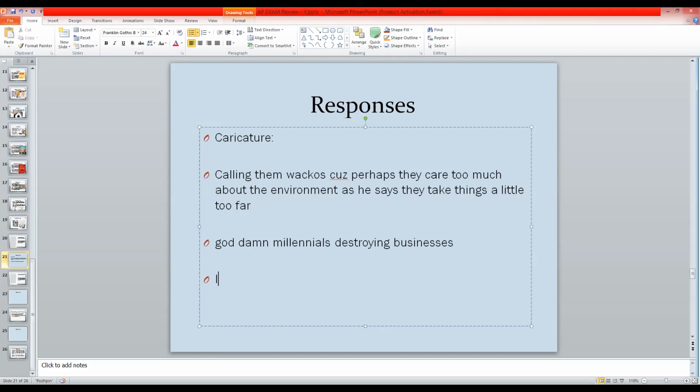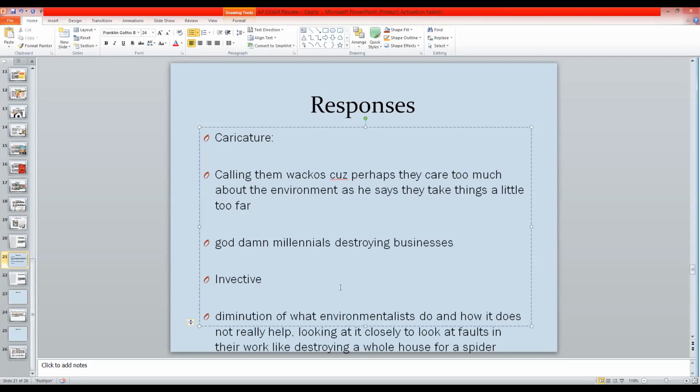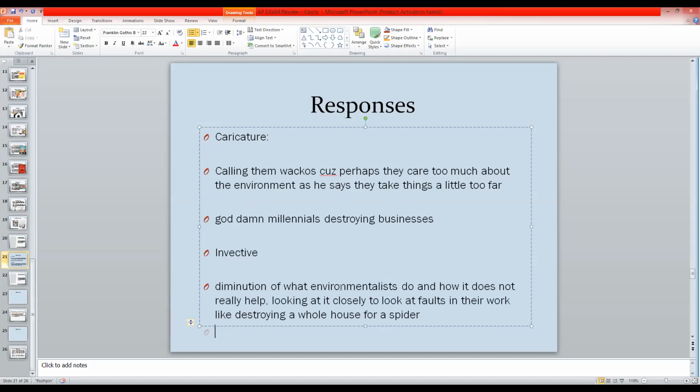Muhammad adds invective. You're absolutely right. And again, I challenge you to throw some examples at me here in terms of where you see that. Shayla sends over, diminution of what environmentalists do and how it does not really help, looking at it closely to look at faults in their work, like destroying a whole house for a spider. So absolutely, environmentalists ultimately at the cornerstone of their work are not trying to do some big charity work for the world itself. They're more so like, hey, I'm trying to ruin your land by fighting this spider here. So it really diminishes a particular environmentalist.